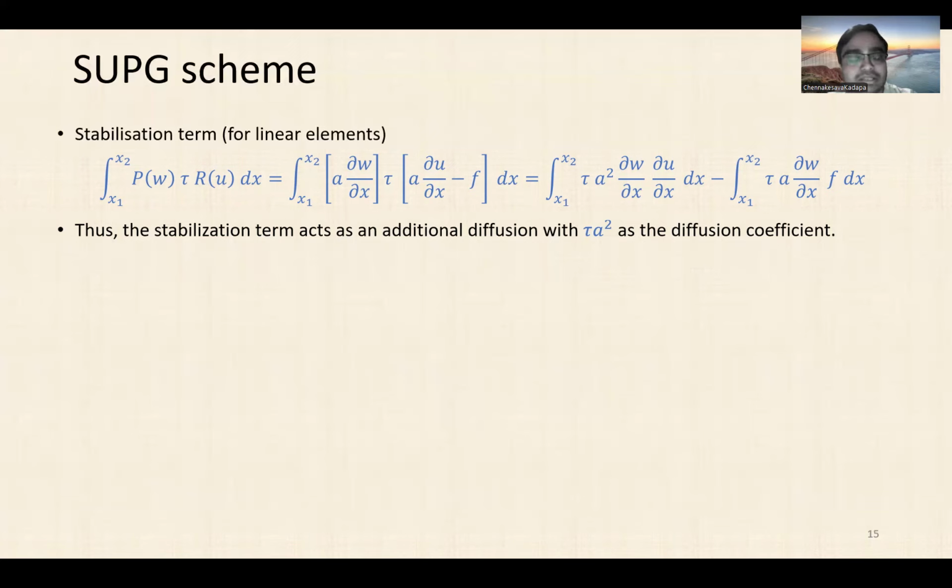This is what we do in any other method, even if you use the finite volume method or finite difference method. We somehow introduce artificial diffusion to get rid of the spurious oscillations when we solve the advection equation. So fundamentally the method is the same in the sense that we add artificial diffusion. Here the tau A square becomes the artificial diffusion coefficient.